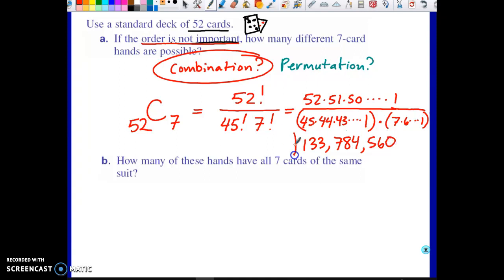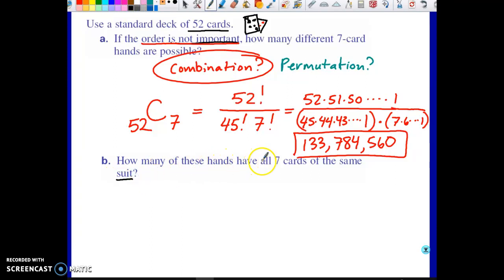That is a lot of different hands. That means that you could do that 133 million times and never get the same hand twice. We're assuming that you shuffle every single time, but wow, that's insane. The next part, part B: how many of these cards all have the same suit?